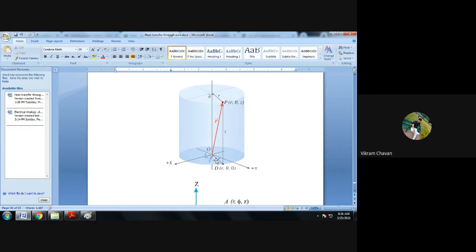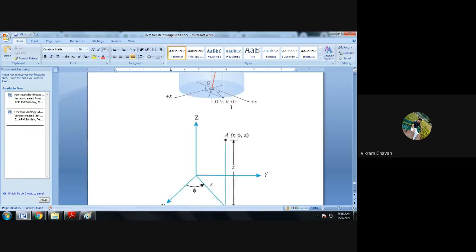In this manner we can locate any point in a cylindrical coordinate system, about the cylindrical geometry. So the P point can be measured by using r, theta, z or r, phi, z. So the coordinates for the cylindrical geometry are r, phi, z.